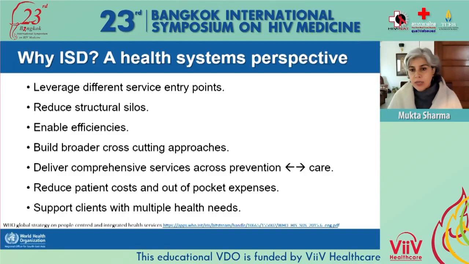But in the future, it cannot be very sustainable if we only focus on treating with pills for ARVs or something else. We need to be thinking about PrEP. We need to be thinking about other preventive services that will become very important for HIV going forward. I already mentioned that, from a health system perspective, integrated service delivery has big gains, big implications for reducing patient costs and out-of-pocket expenses, but it also supports people, supports clients with multiple health needs.